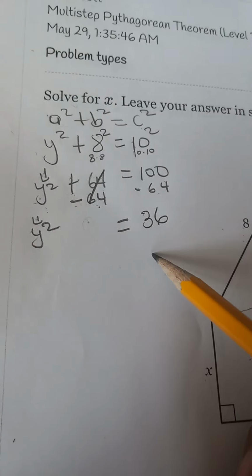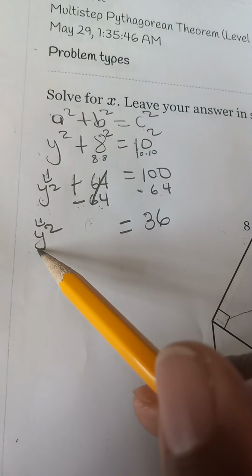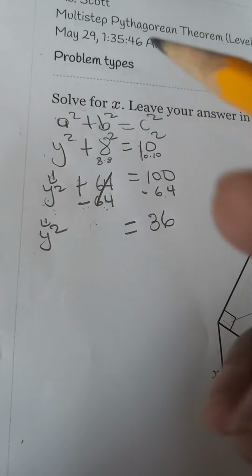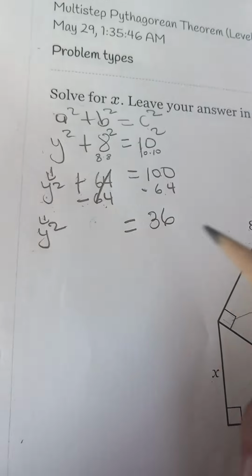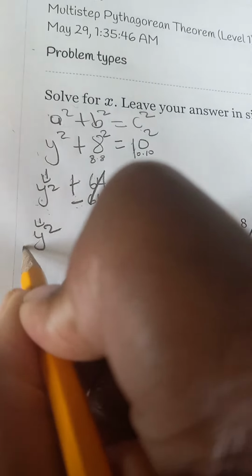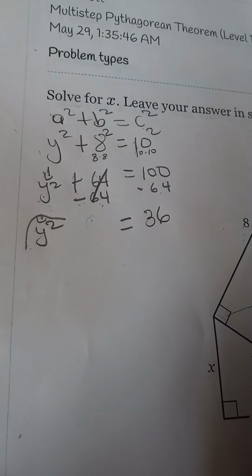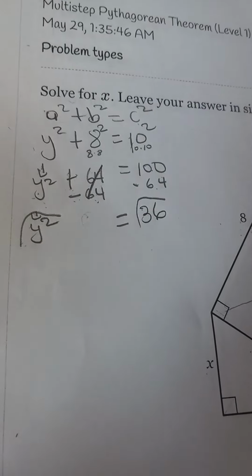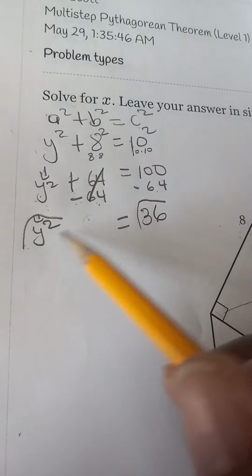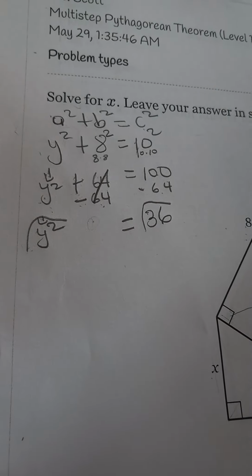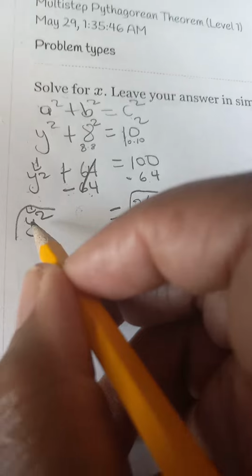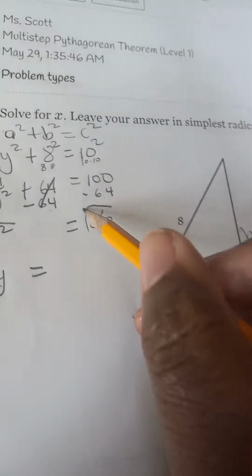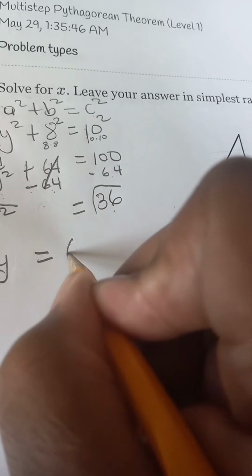I'm not done yet because now I have a y squared and I need a y by itself. So what I'm going to do is square root both sides. I'm going to square root my y squared so that the square cancels out, and also square root my 64. What you do to one side of the equation, you must do to the other side. So my square cancels out, leaving me with y, and that's equal to the square root of 36, which is 6.